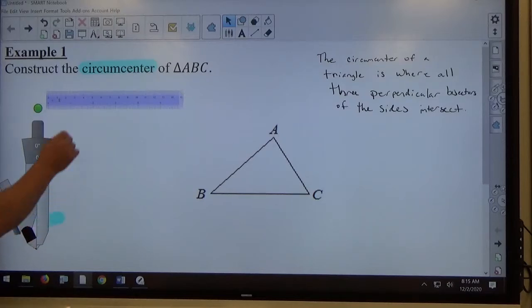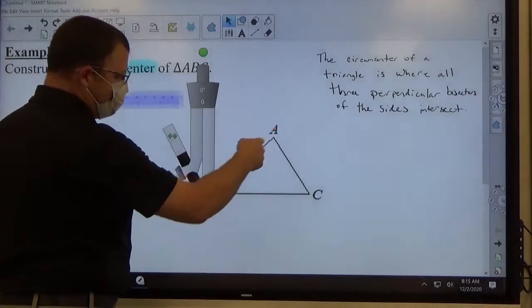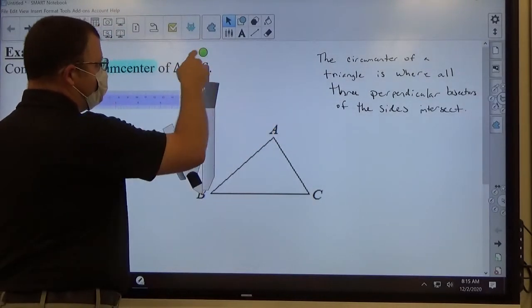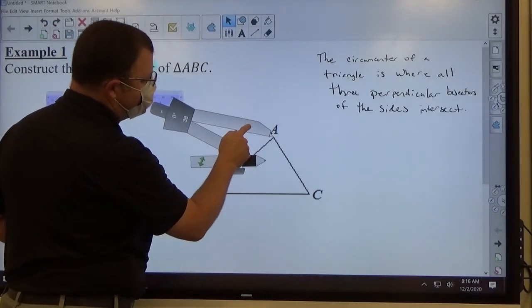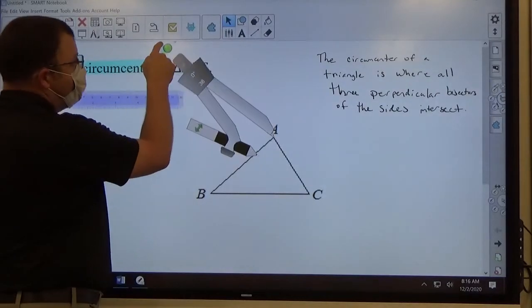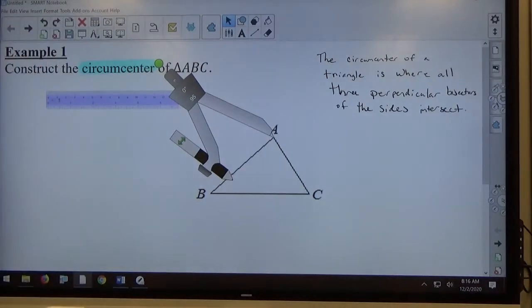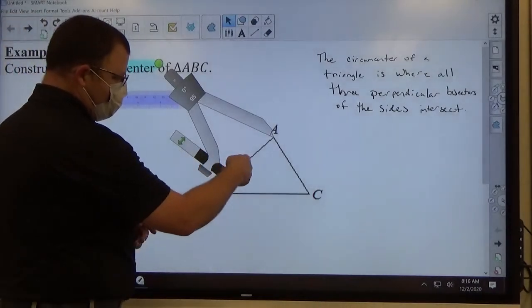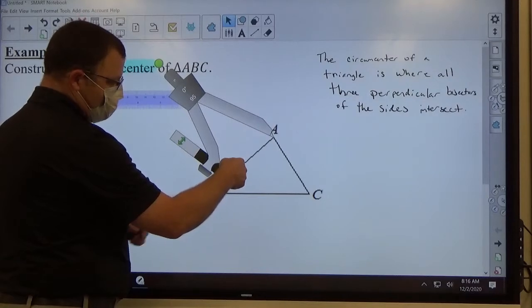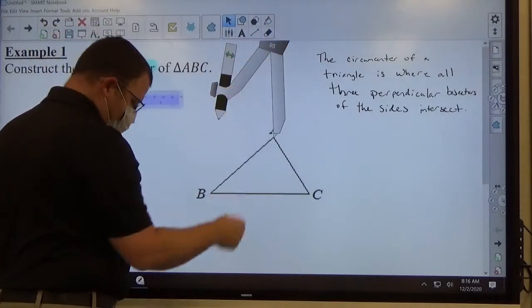I'm going to take my compass. Let's say I'm going to make the perpendicular bisector of AB. I'm going to put the compass point on A, and open my compass beyond halfway. You can ballpark where halfway is, I'm thinking somewhere in here, so I'm opening up beyond that. Once you make the decision, that's what the radius is going to be, and it stays the whole time.